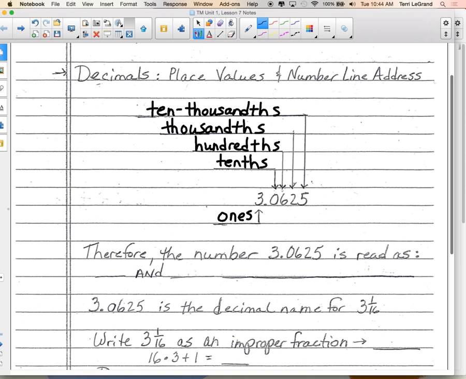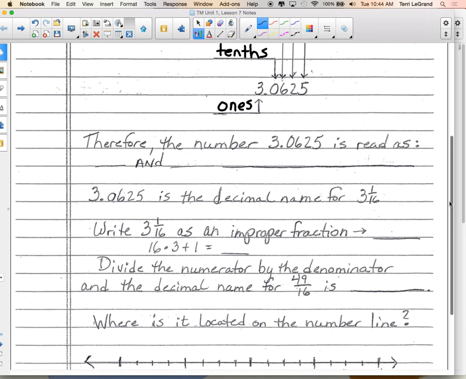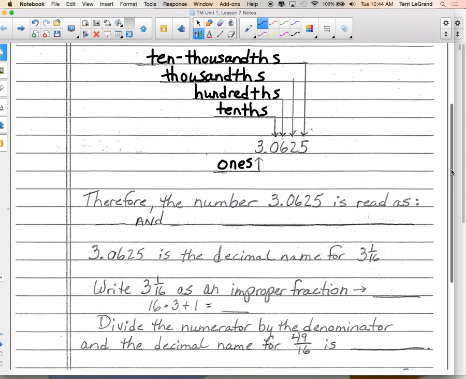So if we added all those numbers together, 3 ones plus 0 tenths plus 6 hundredths plus 2 thousandths plus 5 10,000ths, we would have that number 3.0625. But here's the deal. We're going to learn how do we read that properly. How do we actually read that properly?